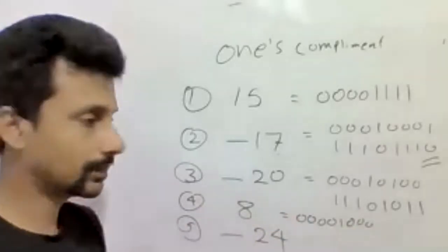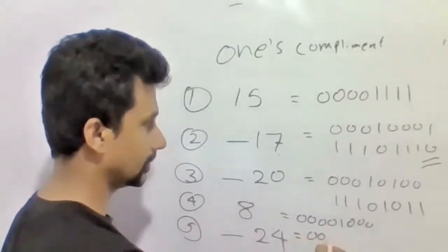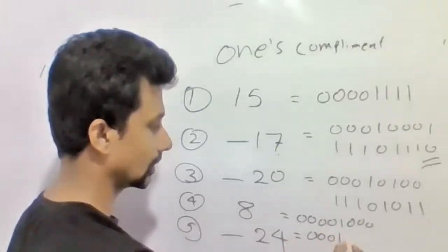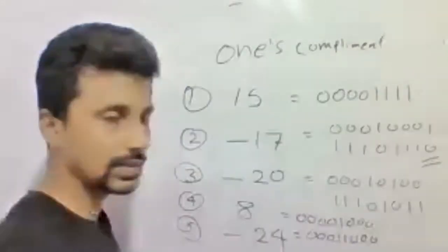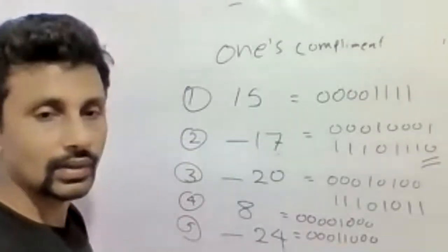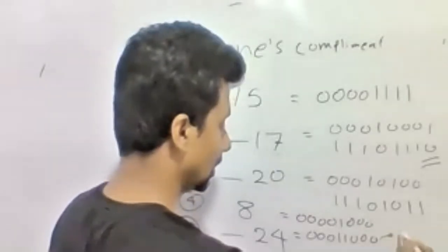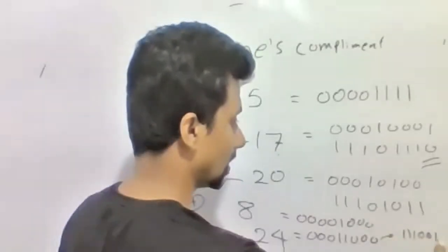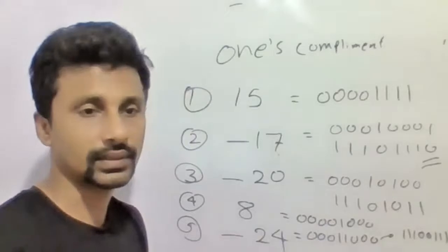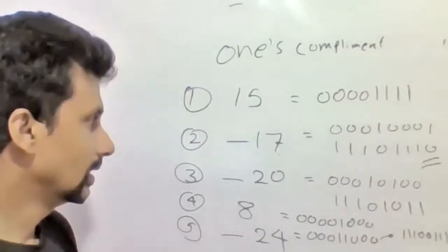No need to flip. Now 24, we find it like this. This is my positive value 24. Then you have to convert it to the other side. I have to write it in front, otherwise it won't be visible. 1 1 1 0 0 1 1 1. That is the answer. 1 1 1 0 0 1 1 1. That is the answer. Right?